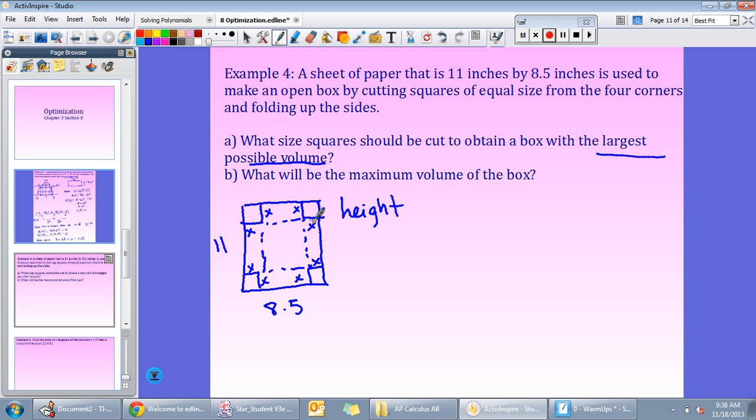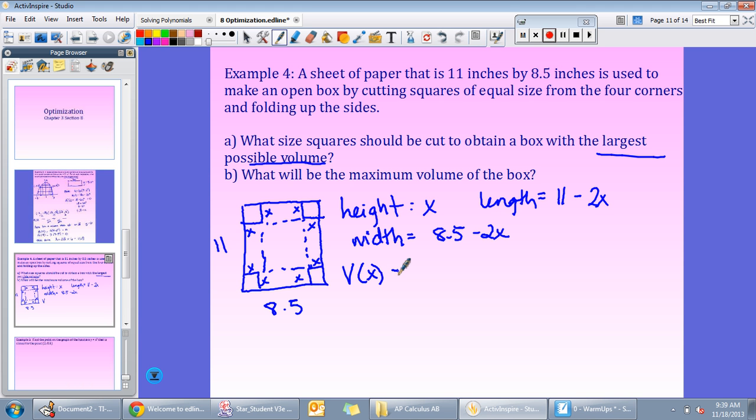The height is going to be the length of the cut because that's how high the box is going to fold up. The length, well, if we take the length of this paper, it was 11, but we made 2 cuts of length x, so it's going to be 11 minus 2x, and then our width is the same idea, 8.5 minus 2x. So our volume equation in terms of x is x times (11 minus 2x) times (8.5 minus 2x). Go ahead and multiply all of that out.